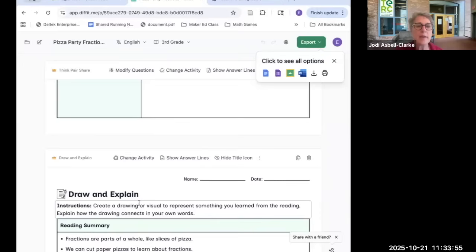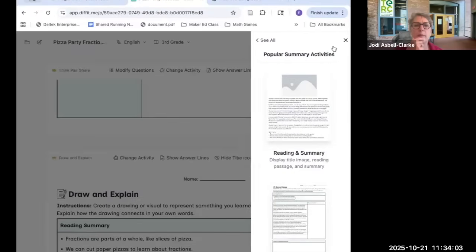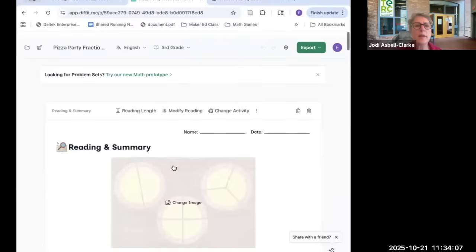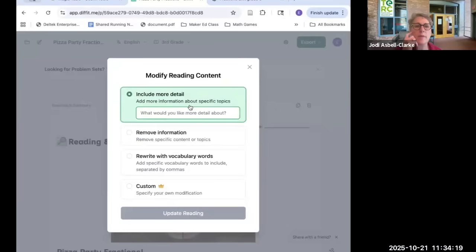But what it does allow you to do, if you see those things up on the nav bar, you can change activity, or no, excuse me, can we go back up to the top? Here, reading length, you can change reading length, and so you can modify it for the type. And I think there's another one that's reading level. Yeah, modify reading. Here's how you can modify the reading level.